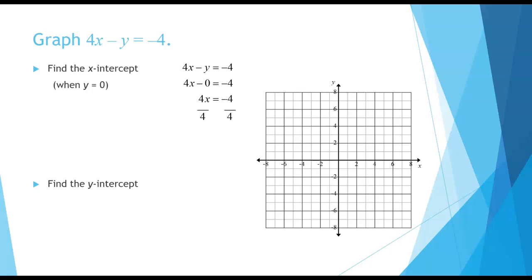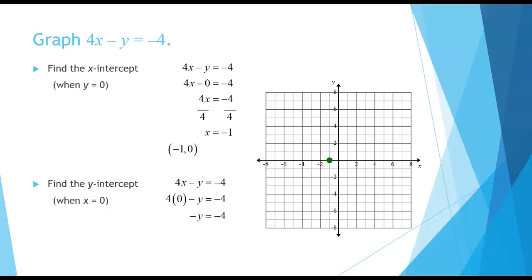I'm going to divide both sides by 4. We get x equals negative 1. As a coordinate, that is (-1, 0). When we find the y-intercept, that's when x equals 0. So I am going to substitute 0 for x. So 4 times 0 is 0.